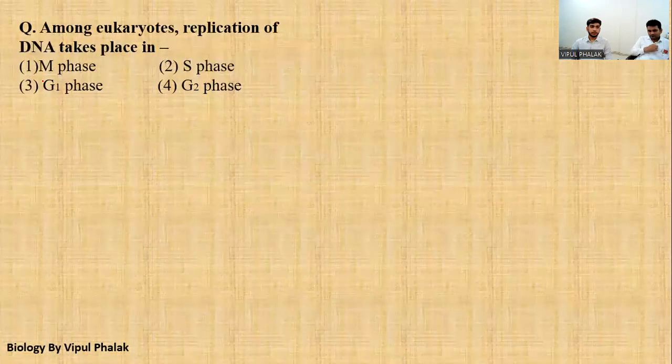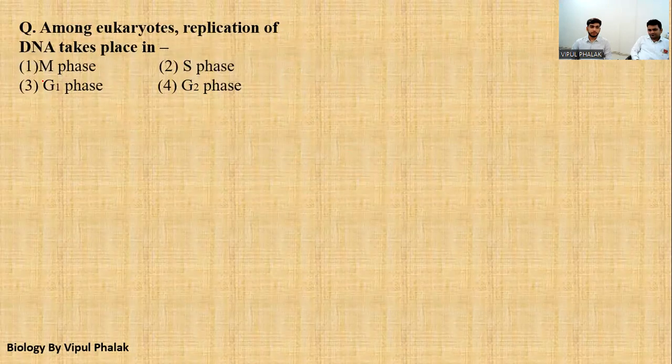Next question. Among eukaryotes, replication of DNA takes place in. This is a straightforward question from the cell division chapter. DNA replication takes place in the S phase of cell division.